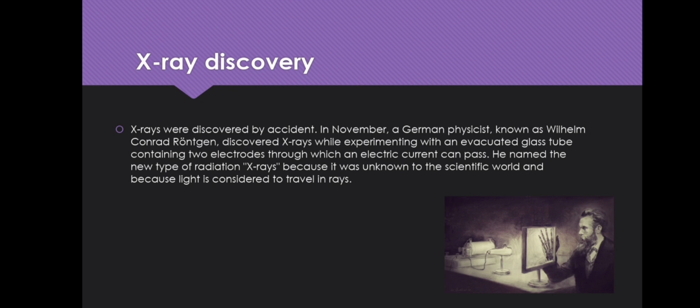In November, a German physicist known as Wilhelm Conrad Röntgen discovered X-rays while experimenting with an evacuated glass tube containing two electrodes through which an electric current can pass. He named the new type of radiation X-rays because it was unknown to the scientific world and because it was considered to travel in rays.